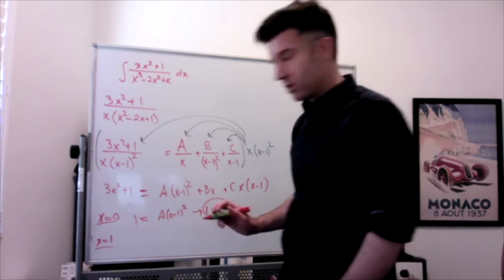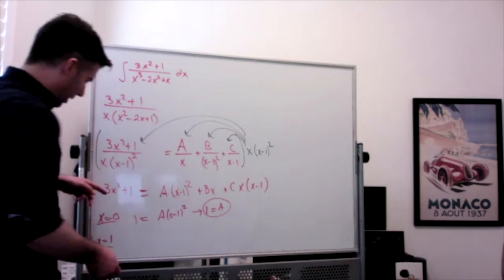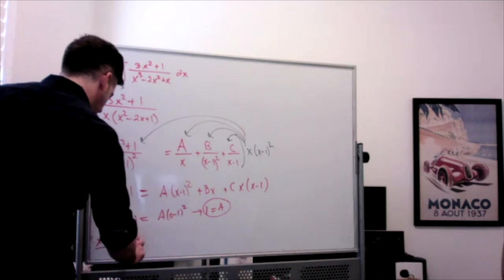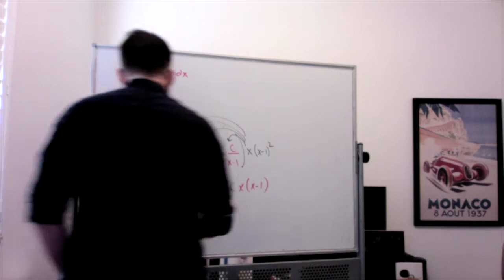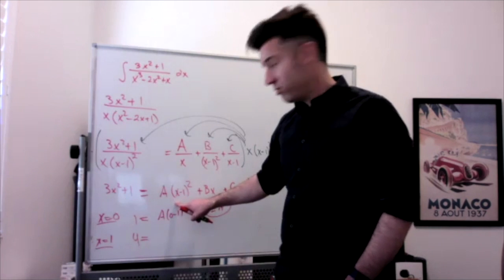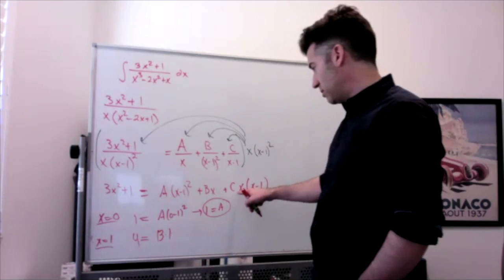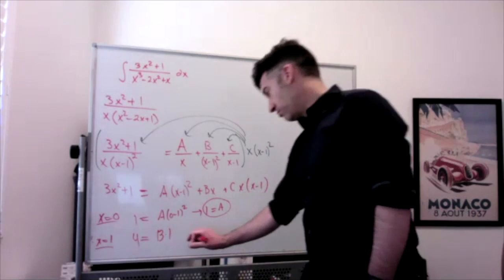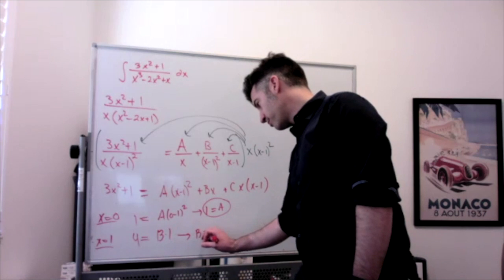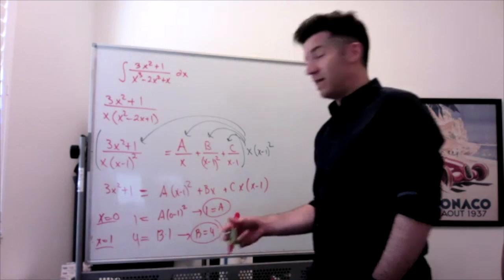Great. When I plug in 1, I get 3 times 1 plus 1, which is 4. And I get a times (1 minus 1), which is 0. I get b times 1. And I get c times 1 times 0. So I get b equal to 4. And now I've run out of convenience.